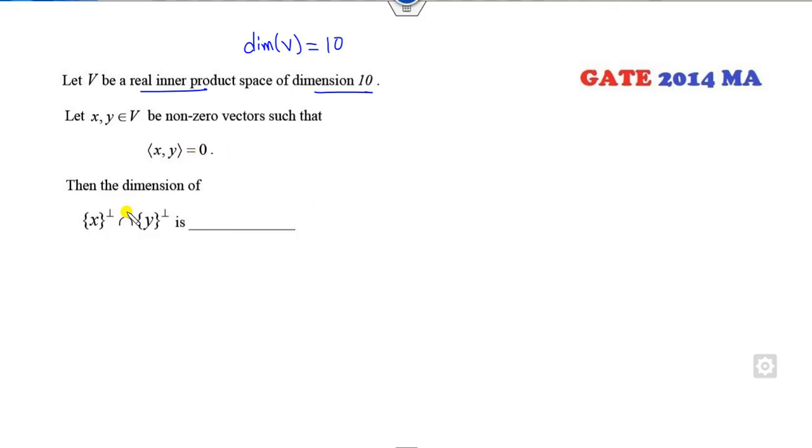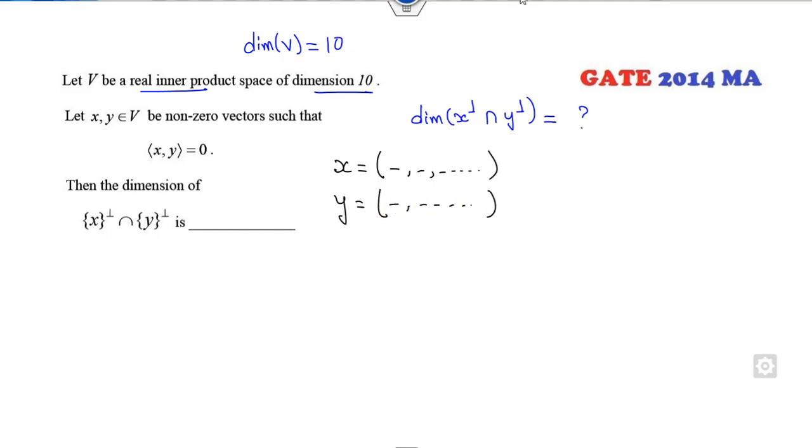Dot product is 0, dimension of this x bar. Very simple again. You have to find the dimension of this. Think about any of them. It means x consists of 10 elements. Y consists of 10 elements. You have to think of any vectors whose dot product is 0.